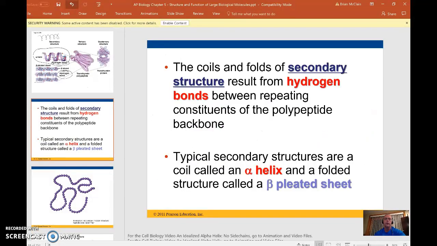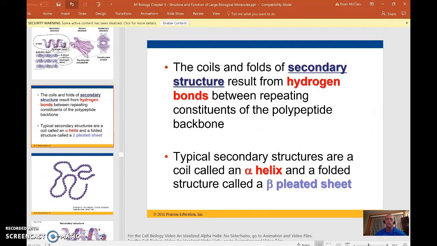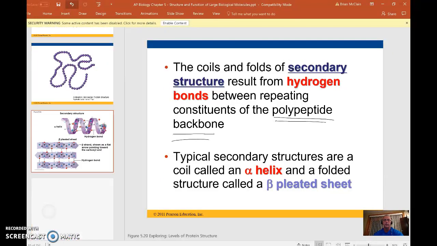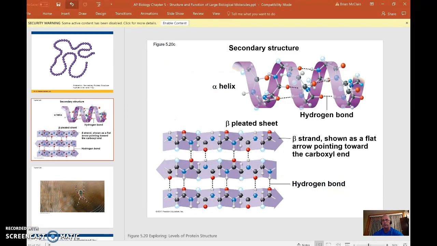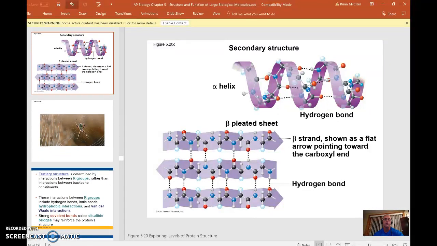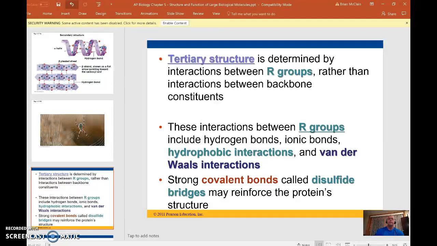So as we go through here, we mentioned that make sure you understand it's the polypeptide backbone that's really where you're seeing that. And as we mentioned, a lot of times, depending on the complexity of the protein, we might have multiple sheets set up, or we might have multiple helices. All right, so when we go to the next level, we're looking at tertiary structure.